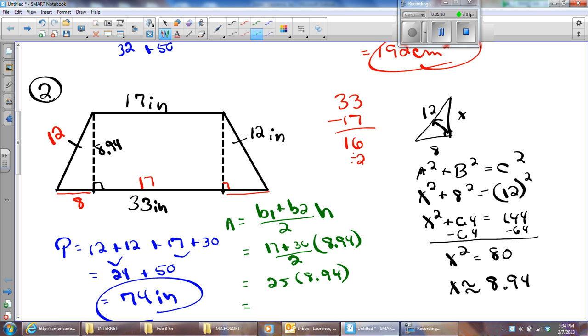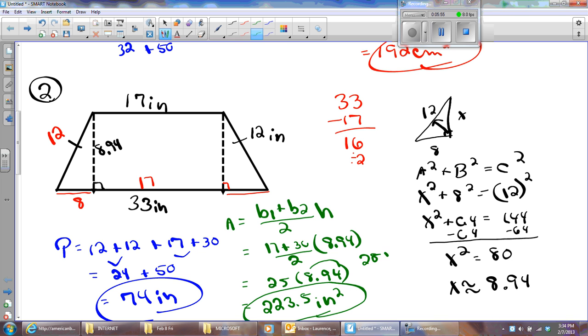I know the answer is going to be pretty close to 225. Not quite there. So 25 times 8 and 94 hundredths. And it's going to be 223 and a half inches squared. Okay. If you're wondering how I knew it was going to be so close to 225, this number here is pretty darn close to 9.